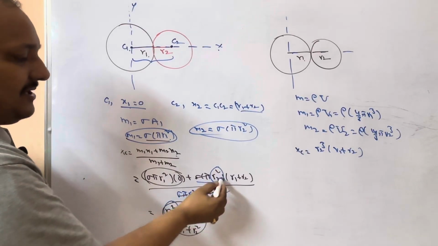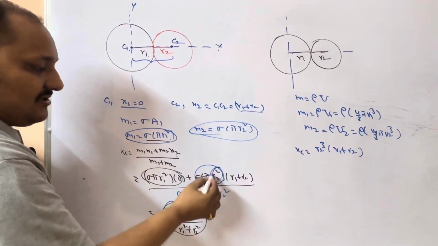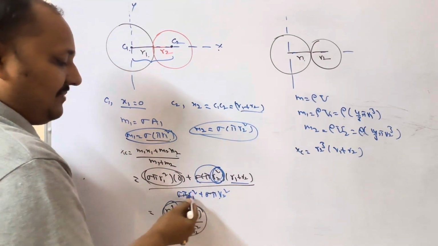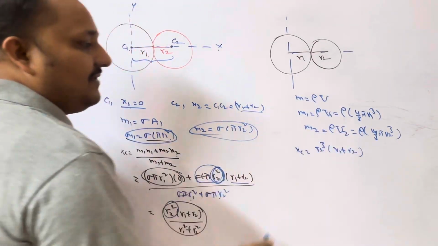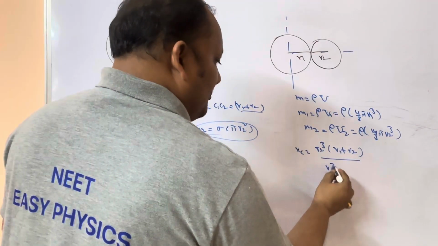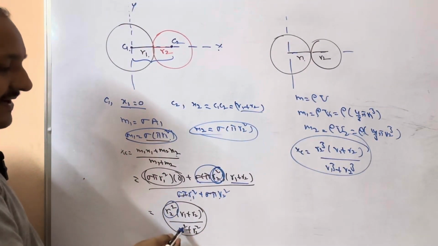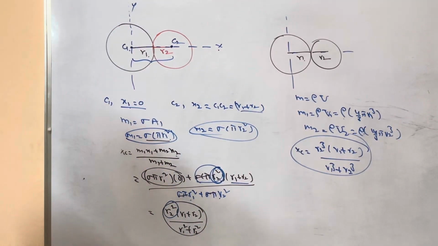So in place of sigma pi R2 square, you will get rho 4 third pi R2 cube. Therefore, in place of R2 square, you will get R2 cube. This remains the same. And in the denominator, in place of sigma pi, rho V1 plus rho V2, therefore R1 cube plus R2 cube. So if you remember, for a disk you have the square, and for spheres the cube. That's all, the remaining is as it is. Like that, you have to remember logically.